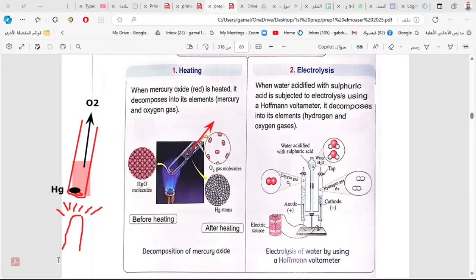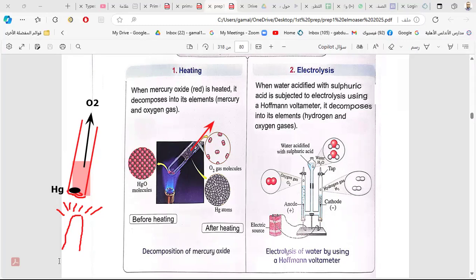Okay? And the red color of mercury oxide changes into silver. Why does the red color change into silver? Because mercury oxide changes into mercury. We separate oxygen from mercury oxide. Why does the color change? Because it is heated into mercury. So after heating, oxygen is separated from mercury, and the oxygen goes away, and what remains is the mercury, and the mercury has a silver color.